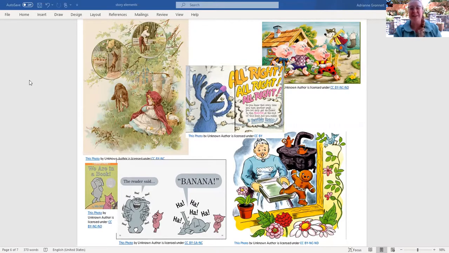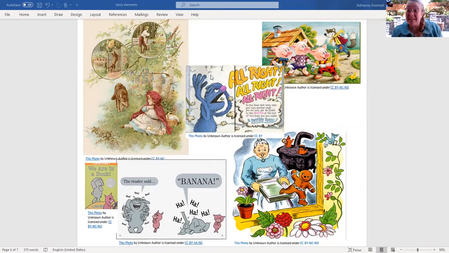What about the story, The Monster at the End of This Book? What are the events? Well, the events are that Grover hears that there's a monster at the end of the book. He gets really, really scared and tries to stop everyone from getting him to the end of the story. But at the end of the story, it's just Grover. I love that story.